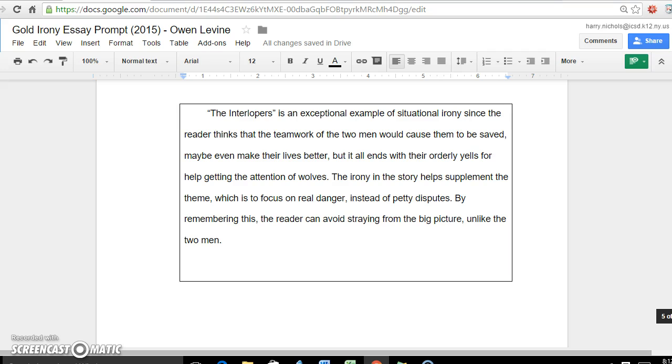The Interlopers is an exceptional example of situational irony, since the reader thinks that the teamwork of the two men would cause them to be saved, maybe even make their lives better. But it all ends with their orderly yells for help getting the attention of wolves. The irony in the story helps supplement the theme, which is to focus on real danger instead of petty disputes. By remembering this, the reader can avoid straying from the big picture, unlike the two men.